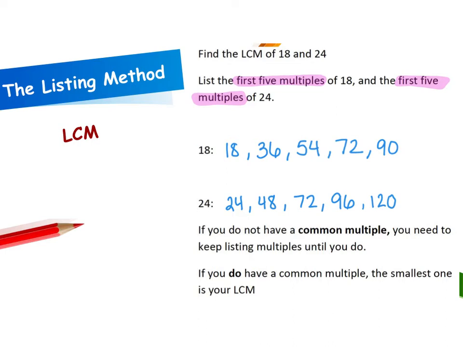After we've listed the first 5 multiples of both numbers, we look to see if we have a common multiple. If you do not have a common multiple, you need to keep listing multiples until you do. If you do have a common multiple, however, the smallest one that you see is your LCM, or your least common multiple.